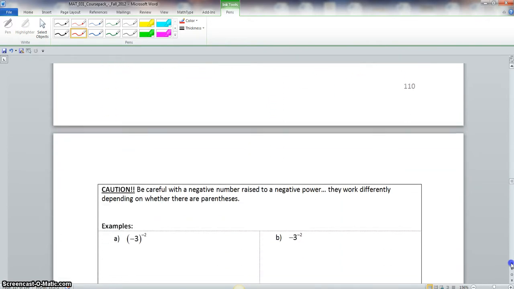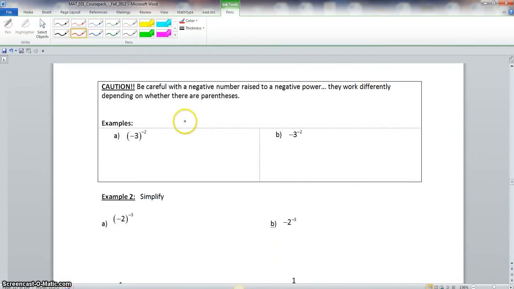Now, we go down here. It says, be careful with a negative number raised to a negative power. They work differently depending on whether there are parentheses. So right here, we have negative 3 in parentheses to the negative 2 power. So we know that becomes 1 over negative 3 in parentheses squared. So this becomes 1 over negative 3 in parentheses times negative 3 in parentheses. So this will give you 1 over positive 9.